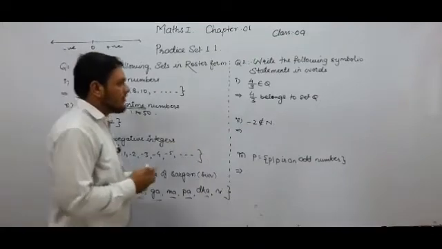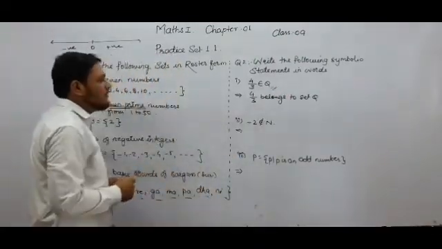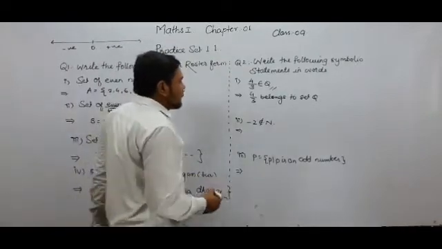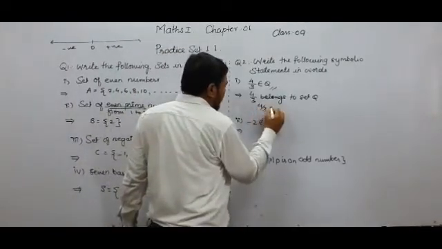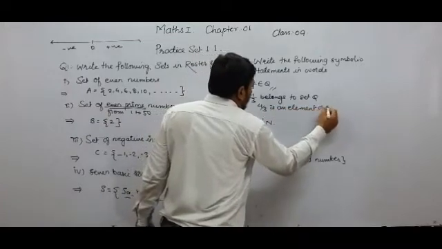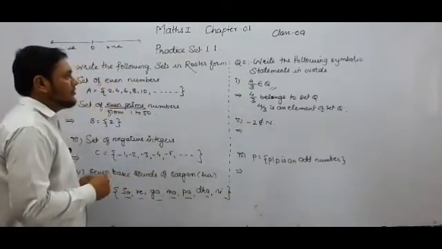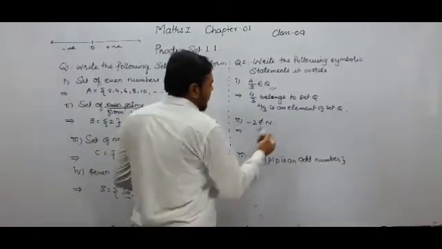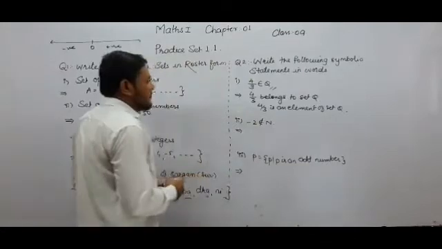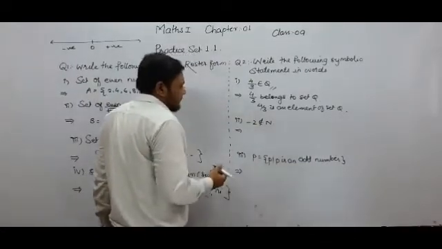And you all know what set Q is? Q is the set of rational numbers which are written in p upon q form. So we can also write 4 upon 3 is an element of set Q. So student, this is the detailed form of that symbolic statement given in this question. So this is the answer.